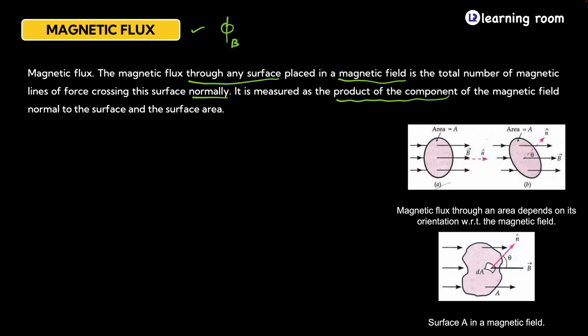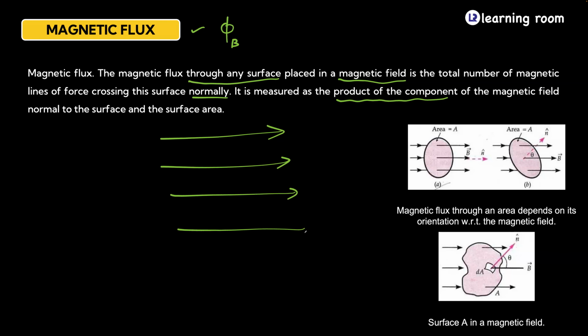That is the mathematical definition, but let's try to understand why it has come in the first place. Suppose I have the field lines in this manner, parallel to each other, and there is a surface kept like this. This is the direction of the field. What is the direction of the area vector to the surface? The area vector is always perpendicular and in the outward direction. This we have learnt in Gauss law itself.